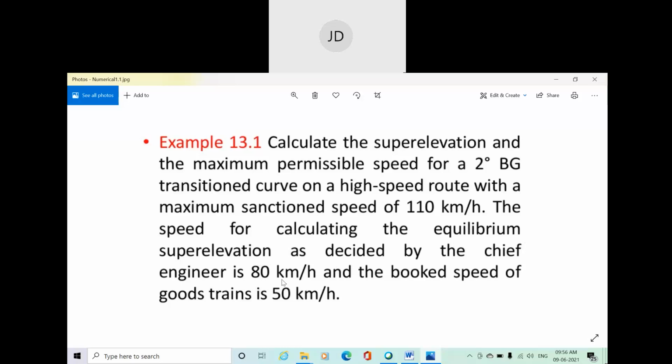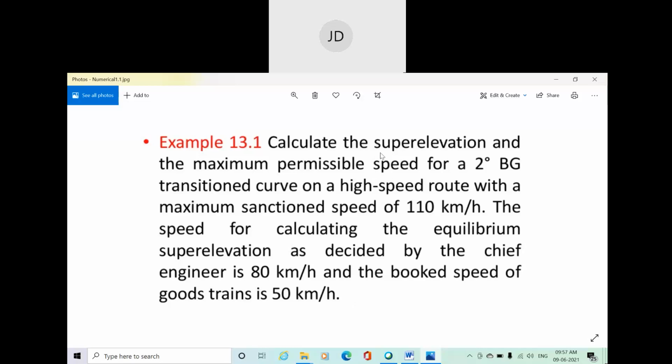Okay, so the equilibrium super elevation as decided by the chief engineer is 80 km per hour. So the equilibrium speed is given to you, and the booked speed of the goods train is also given here, 50 km per hour. Fine. So these values are given to you. Based on this given data, you have to find out the super elevation and maximum permissible speed. Clear? So let's find out the super elevation first.